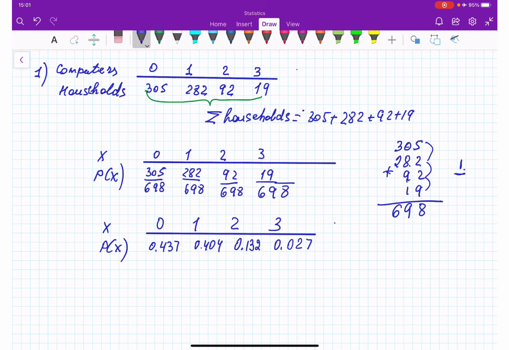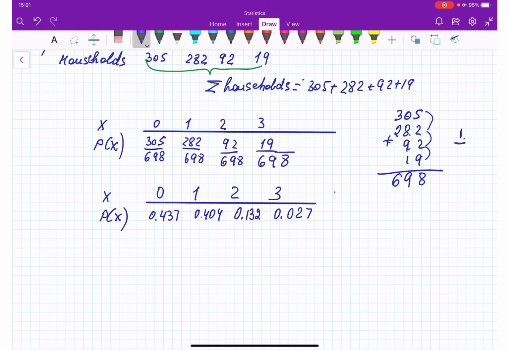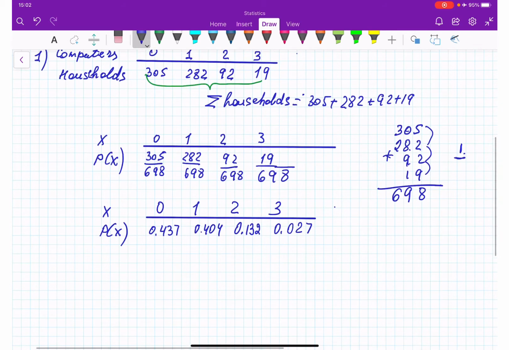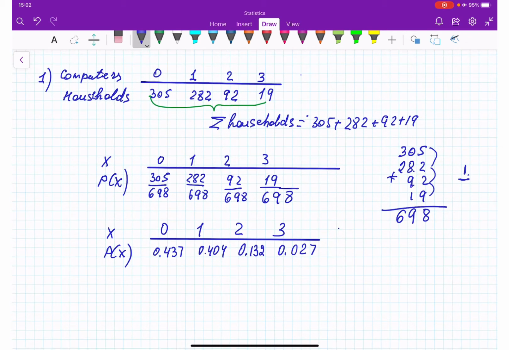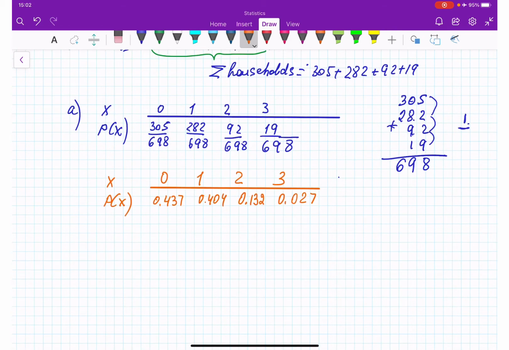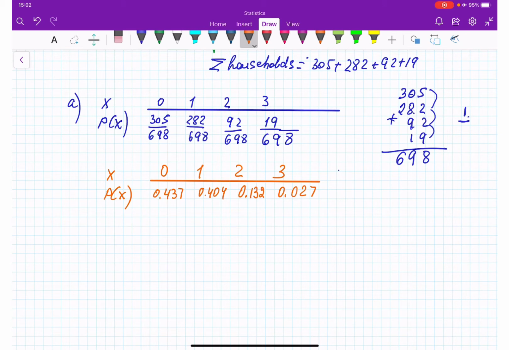Okay, so once I have this probability, next step I am going to take this x and multiply. Let me write down the formula. Actually, I'm heading further. So this is going to be your case A, which is to construct the probability distribution. That's it. And this is your probability distribution. Okay. I changed the color so you can see. This is your probability distribution.